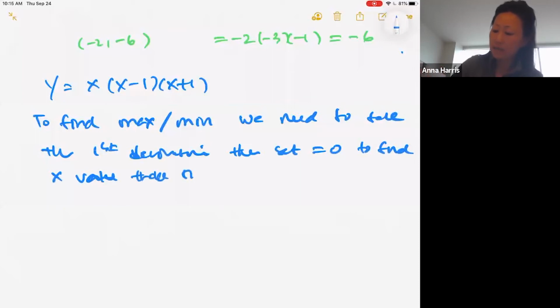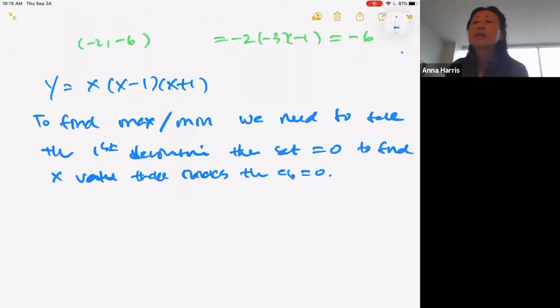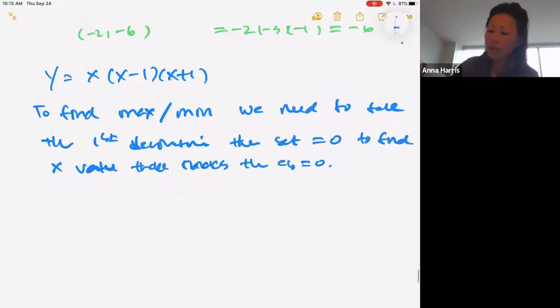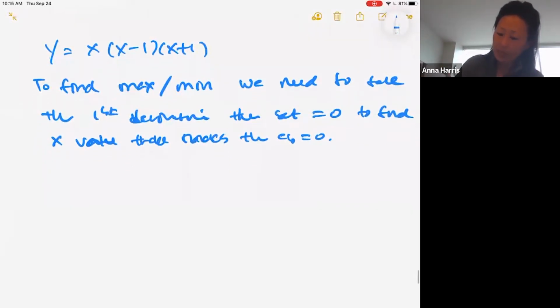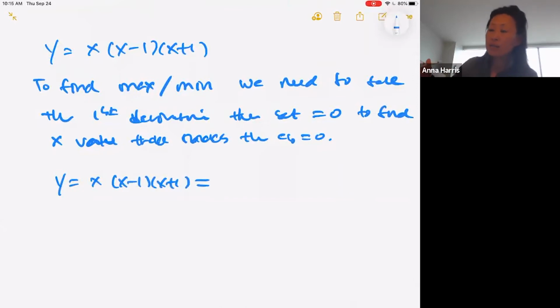That makes the equation equal to 0. All right, so let's do that then. So I have y equal to x times (x minus 1) times (x plus 1). First thing, I need to multiply them out, so it'll be easier for us to take the derivative. So I'm going to multiply them out.